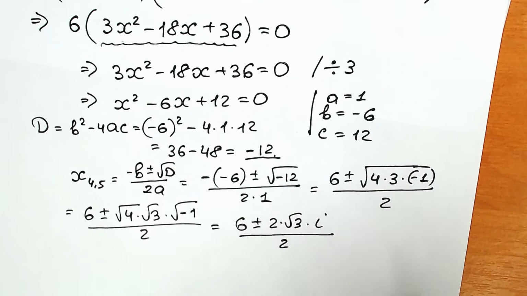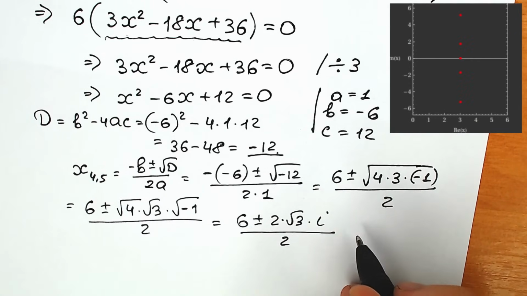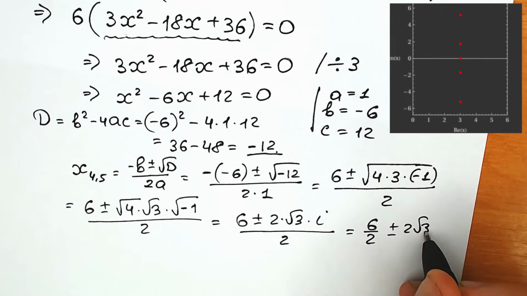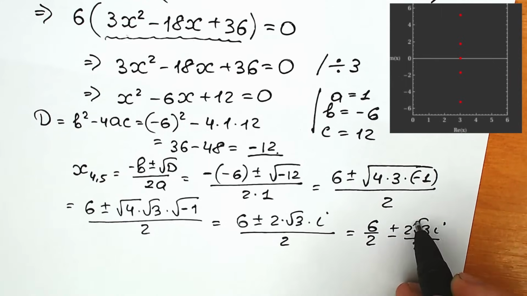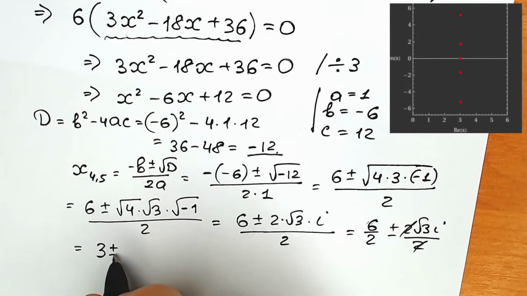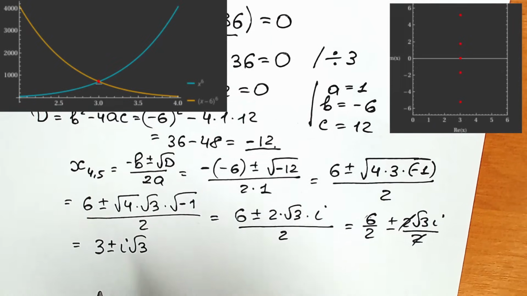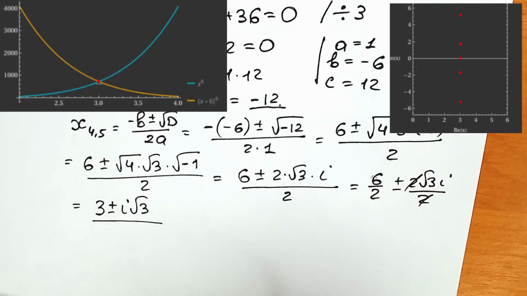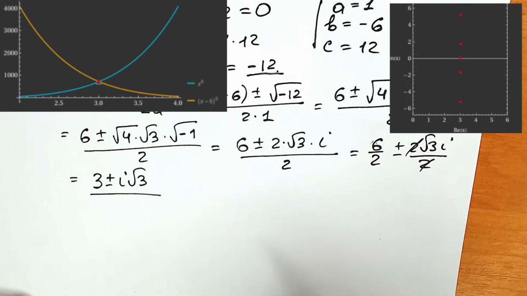We divide it by 2, and our final step is to split it in terms of real part and imaginary part. So we have 6 over 2 plus minus 2 square root of 3 times i over 2. Canceling, as a result we have 3 plus minus i square root of 3. So this is our x fourth and x fifth. Right now let's write our final answer. As you can see right here, we found all possible roots.